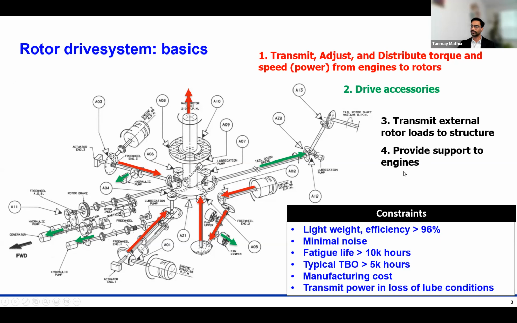And the other two functions that the drive system serves is to transfer the bending and shear and thrust loads on the rotor to the fuselage by providing a structural path. It also serves as a point of support for these engines. And all of this needs to happen within the constraints listed here.